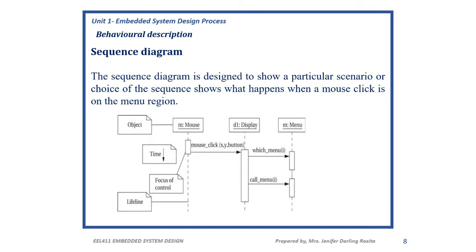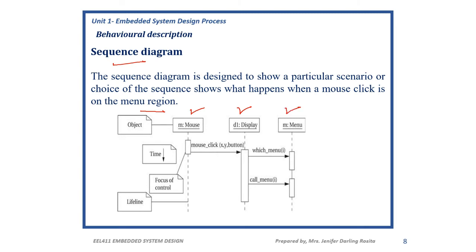So this is the example of drawing the sequence diagram. A sequence diagram is designed to show a particular scenario or choice of sequence. It shows what happens when a mouse is clicked in the menu region. The same example we were learning under the state diagram. So now it has the three classes: clicking the mouse, that is one event, displaying something, and finally you have the menu.